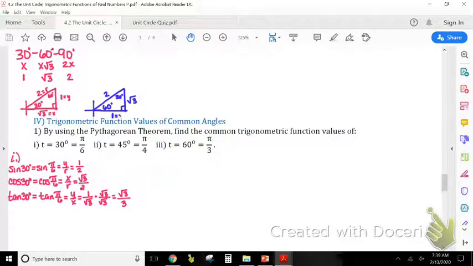So that means 1 is going to be my x, square root of 3 is now my y, and 2 is still my r. They switch places because we switched our angles, but we've got to put them in standard position to be able to say that this is x and this is y. So now let's go through and do part 3 next.